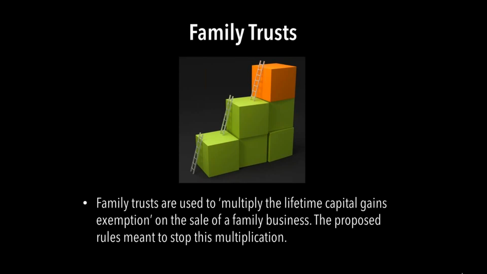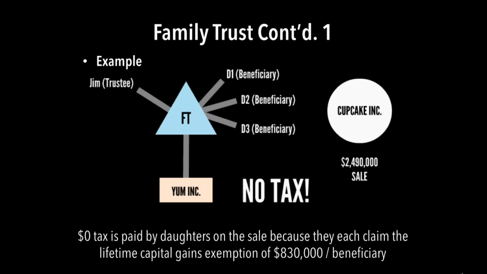For those of you who don't know what the lifetime capital gains exemption is, let me explain. In Canada, when the shares of a private corporation are sold, the shareholders can claim an exemption of up to $830,000 of gain, so that the first $830,000 of gain will not be taxed per shareholder. This also extends to family trusts. Let's look at the diagram. I think it's a very good way to explain this.